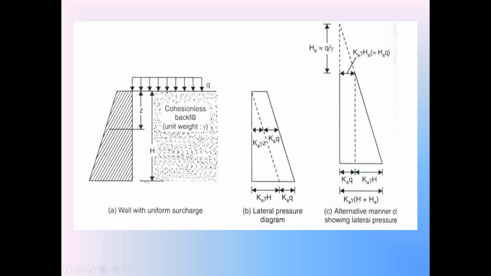Consider the backfill is a dry, cohesionless backfill of uniform weight gamma. Gamma is the uniform weight of the backfill. Now, at a depth Z from the top of the backfill, the intensity of the vertical stress sigma V is equal to Q, that is the surcharge, plus, due to this depth Z, the vertical stress in the backfill is gamma into Z. That is the vertical stress inside the backfill at a depth Z from the top of the backfill. Gamma is the unit weight, Z is the depth.